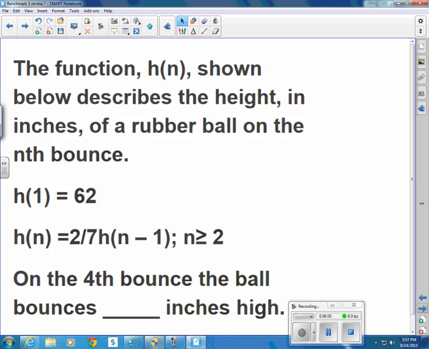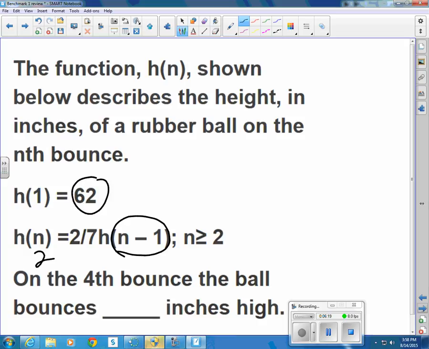The function h of n describes the height in inches of a rubber ball on the nth bounce. So it starts out at 62. The first bounce is 62. The next one would be 2/7 of that. So you go to the one before it. So if I wanted to find the second one, I would go to the first one. So n minus 1 would be 1, and do 2/7 of that. Well, 2/7 of 62. And then, so I want to do it on the fourth bounce.